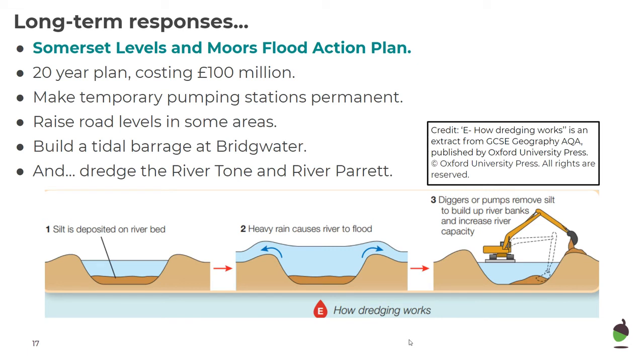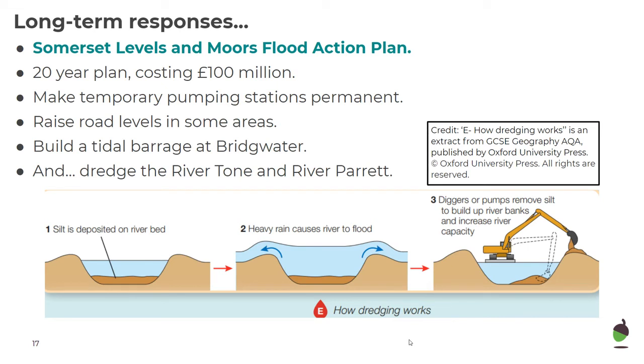So the Somerset Levels and Moors Flood Action Plan has been put in place. It's a 20-year plan costing £100 million. The aim is to make temporary pumping stations permanent, so if there is a flood in the future, work can start immediately to remove the floodwater from the area, reducing the overall effects.